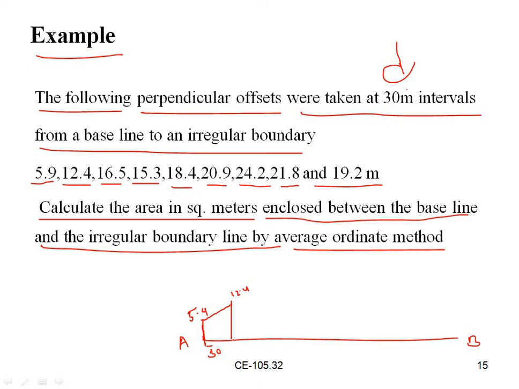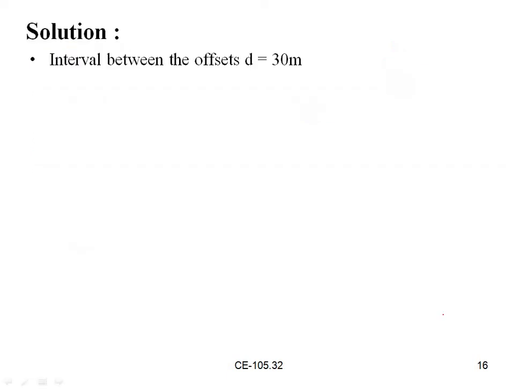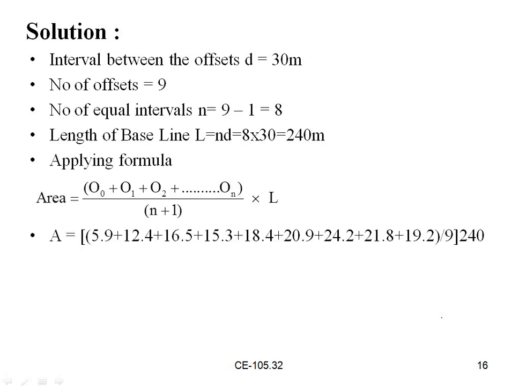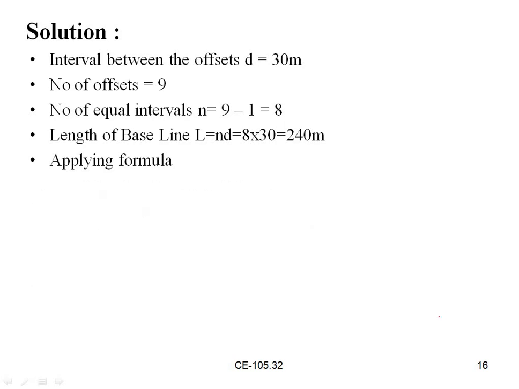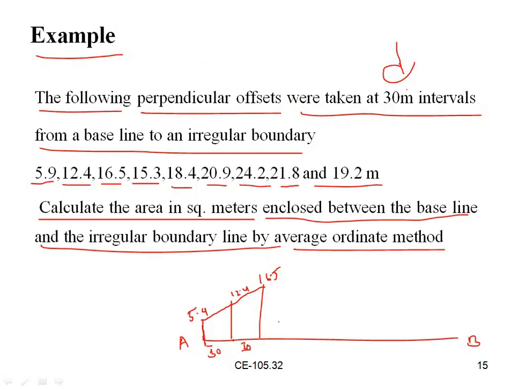Then again the next common distance is 30 meters. Then you see 16.5 rises here. So the 16.5 is here. Then you draw this one. So it will be going on up to the 19.2 meters. So you can see the diagram also. The diagram was not given, but I will draw this diagram.